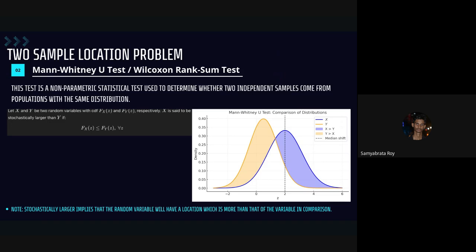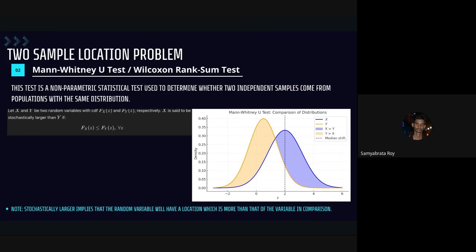Is it understandable or should I go a little deeper? Should I talk about stochastically larger a little bit, or is it understandable? Basically, whether the whole distribution is shifted towards left or right is being judged by the statement stochastically larger or stochastically smaller. Okay, understandable? Okay, please elaborate a little bit.